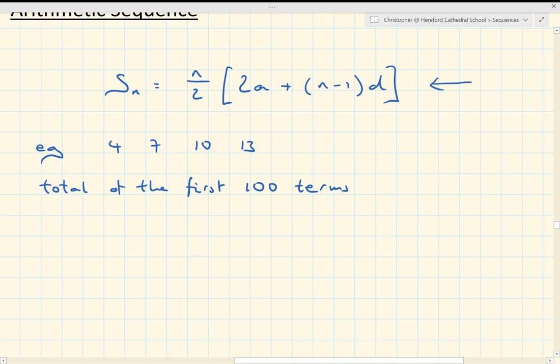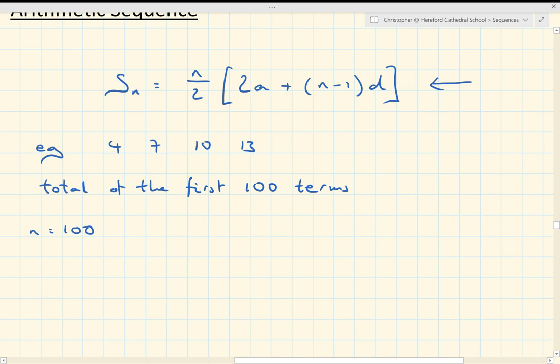Now, the formula is given to you on the formula sheet when you do your exams, but I will make another film that explains how the formula is derived. In this film, let's just get on and use the formula. So our question is to find the total of the first 100 terms of the sequence that starts 4, 7, 10, 13. We're asked to find the first 100 terms, so n is 100.